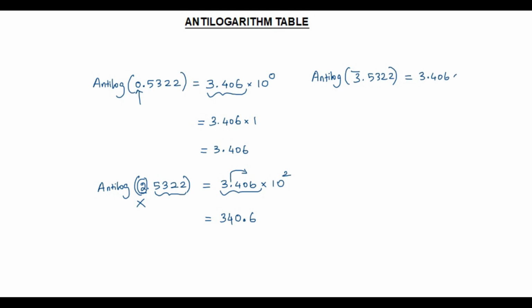Now this value should be multiplied by 10. For this 10, the digit we have here before the decimal should be taken as exponent. So this bar 3 is nothing but minus 3. So for 10, we'll have the exponent minus 3. And 10 to the power of minus 3 can be written as 3.406 divided by 10 to the power of plus 3. So 10 to the power of plus 3 is nothing but 1000.